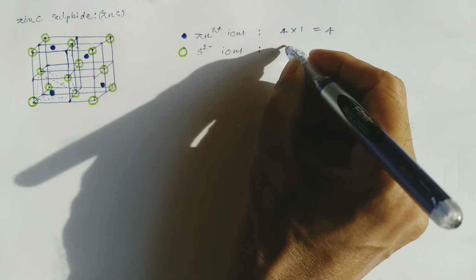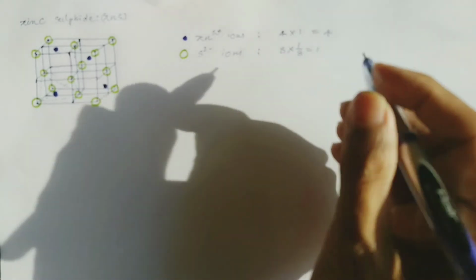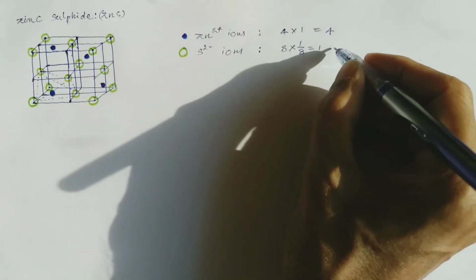So there are 8 corners, and the contribution of each corner lattice point is 1 by 8. So 8 into 1 by 8, that will be equal to 1.